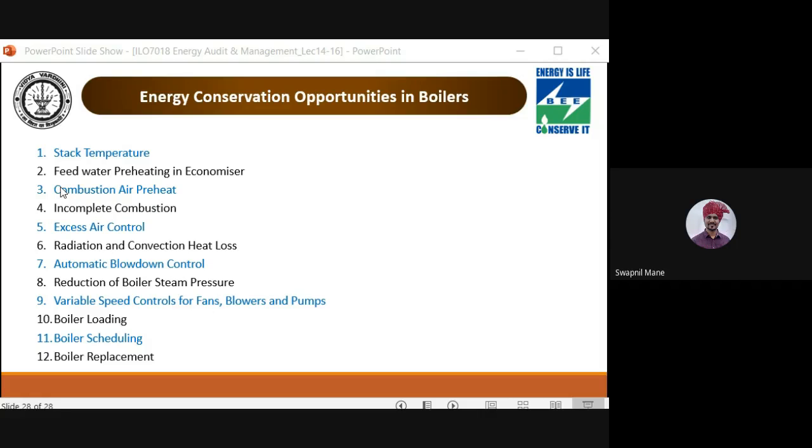Okay. Then the second point is feed water preheating in the economizer. Normally the feed water temperature is around 200 to 300 degrees Celsius, so there is a potential of recovering heat from the gases. The stack gases can be used to heat the feed water. This is called preheating of feed water, and that is done in the economizer, right?